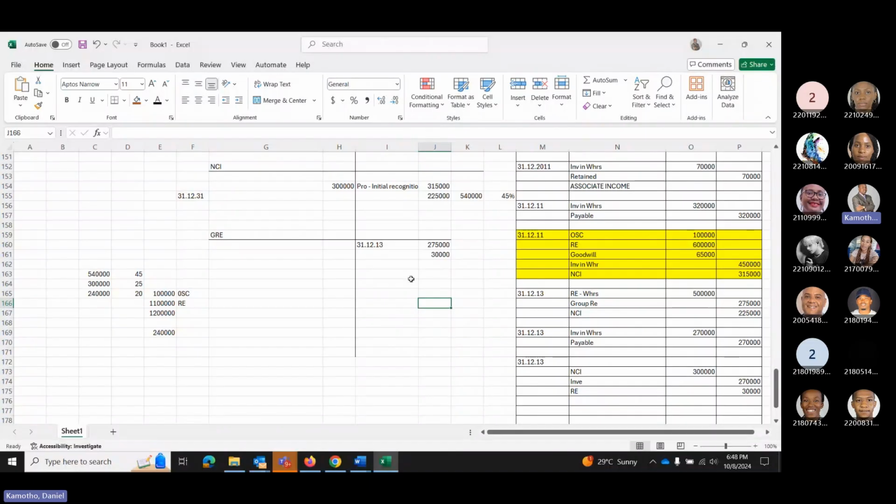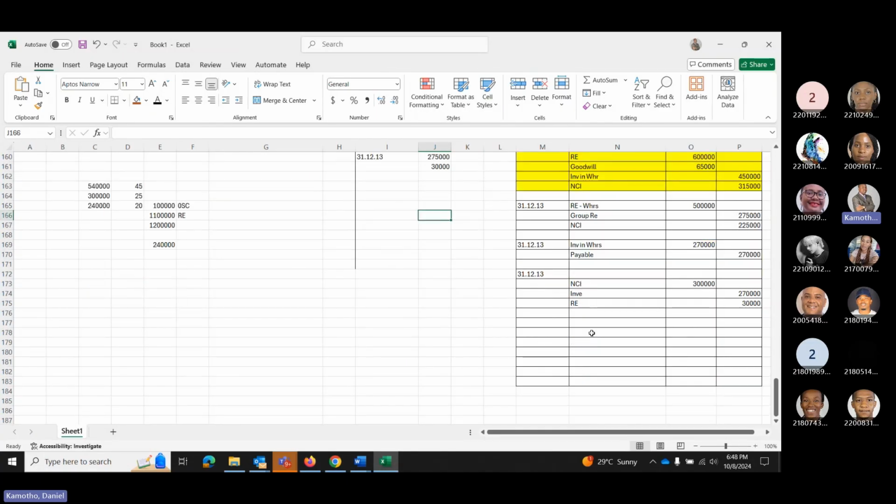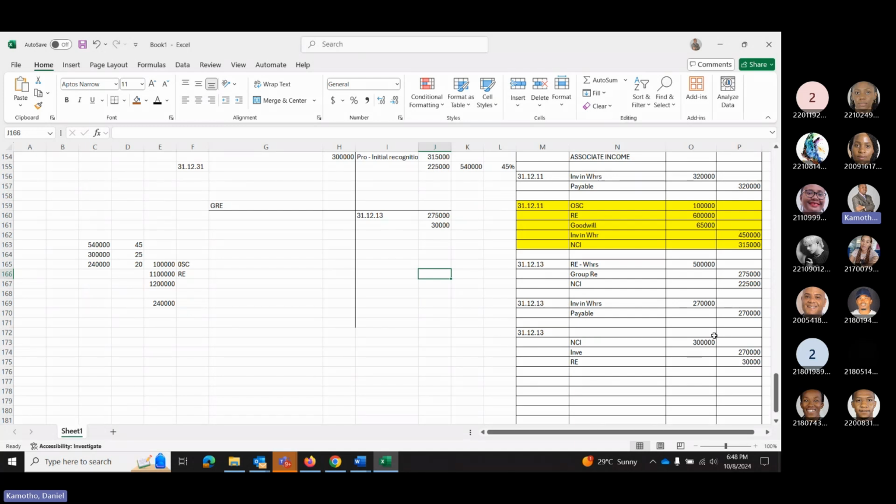So if we are doing the statement of changes in equity, we would show 300,000 and 30, and the net is 270, which is offset by the investment in associate. So that is how we recognize on that date that movement. So let me move it up.